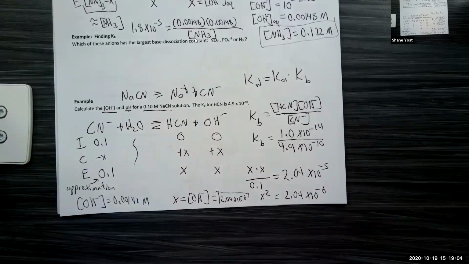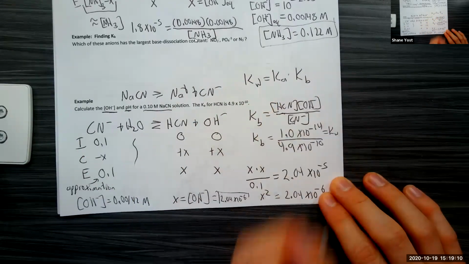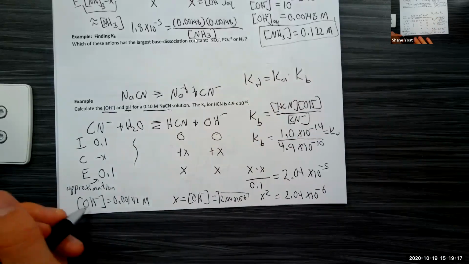There's a question here real quick: where did the 10 to the minus 14 go? This 1.0 times 10 to the minus 14 equals Kw, so that's where that came from.